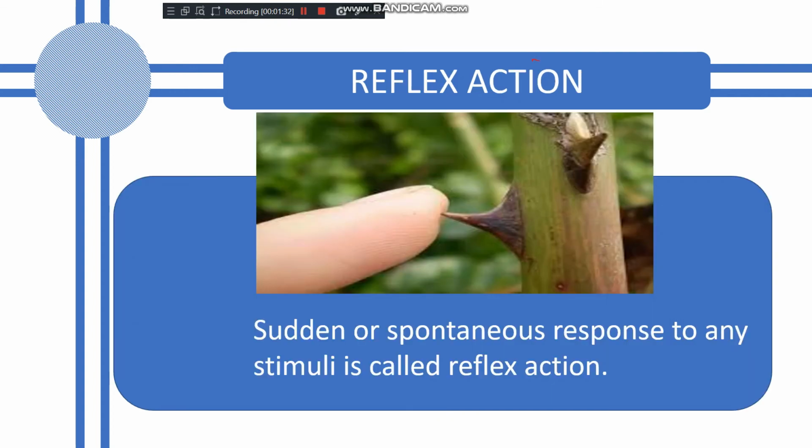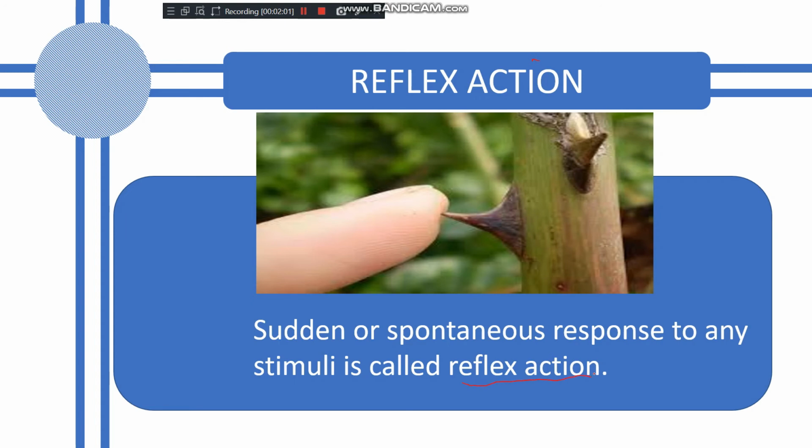You can see one more example over here. When we touch any sharp object, it can be a thorn or something sharp that comes below our feet, then also what happens? We are taking it away. When we touch any sharp object, we take away our finger, and this is also a sudden action. So a sudden or spontaneous response to any stimuli is called reflex action.